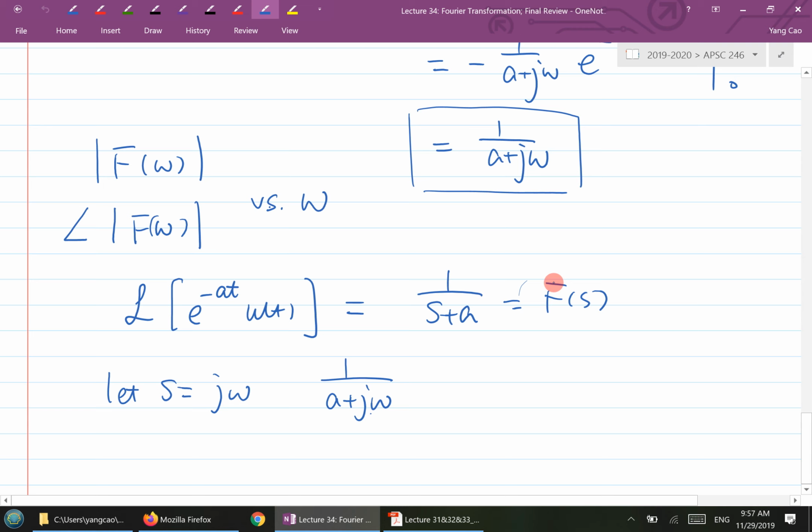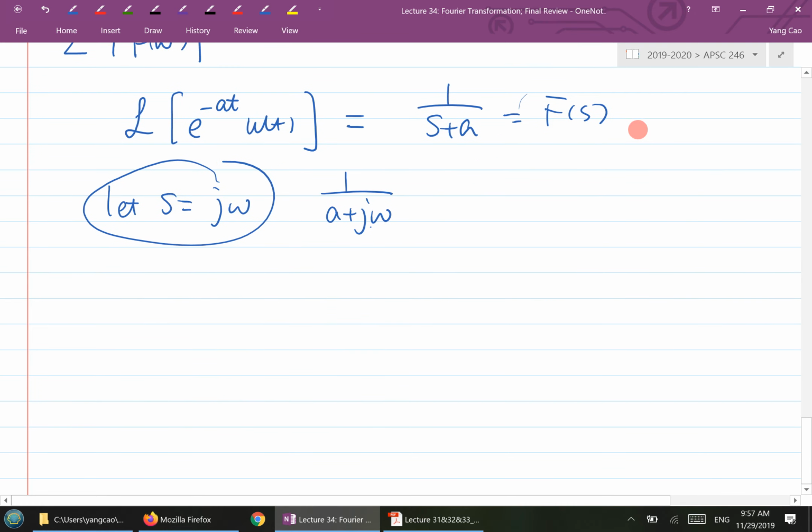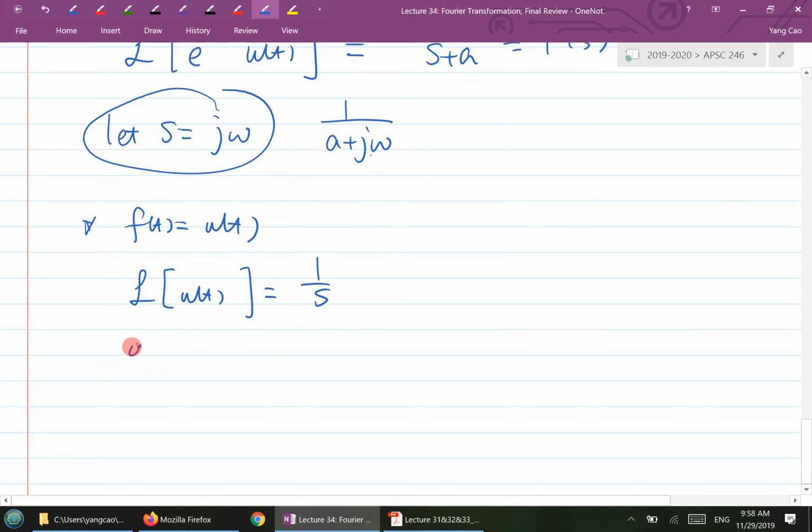But you should bear in mind that there is a similarity between Fourier and the Laplace. Under certain conditions, you can do this replacement, and they can be the same. But it's not always true. I'll give you an example. If I have a unit step function and you take the Laplace of it, what do you get? 1 over s. But if you take the Fourier transform of the unit step function, you get 1 over j omega.